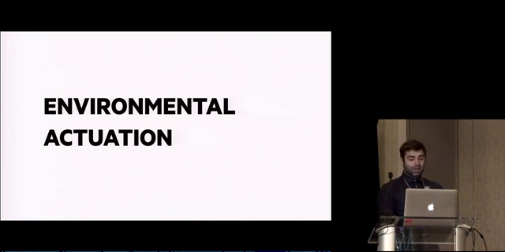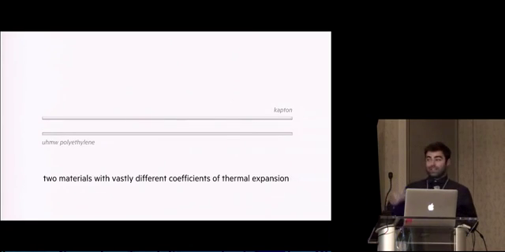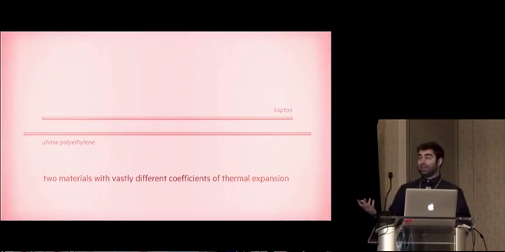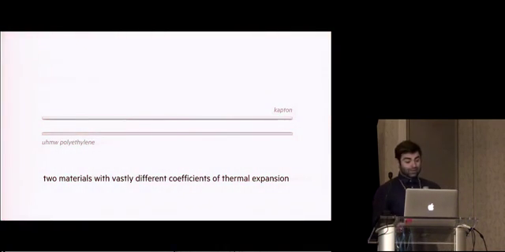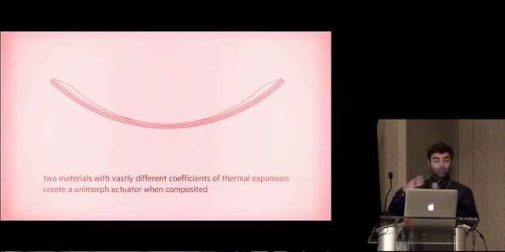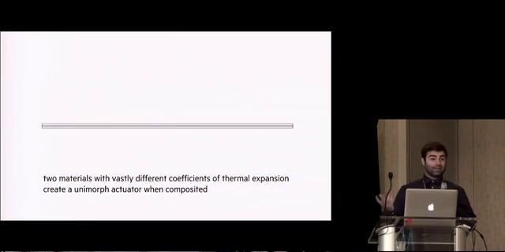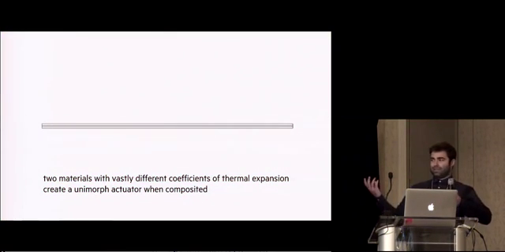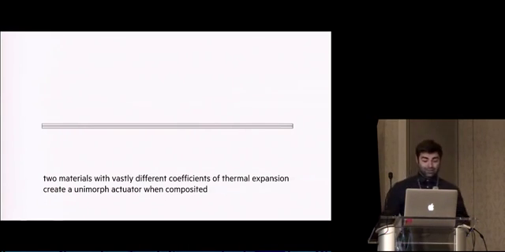Environmental actuation. So materials expand when they heat up, and they do that at different rates, right? They're called the thermal expansion rates. And when you combine two materials with different thermal expansion rates, they actually transform as a composite. And that's called a uniMorph actuation, and hence the name.